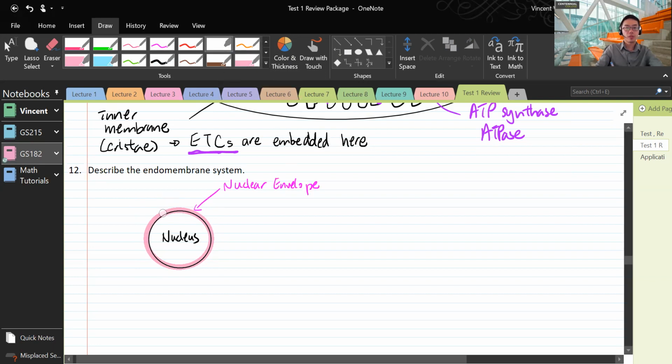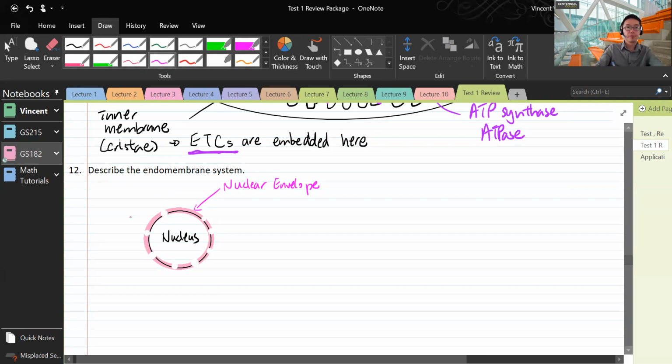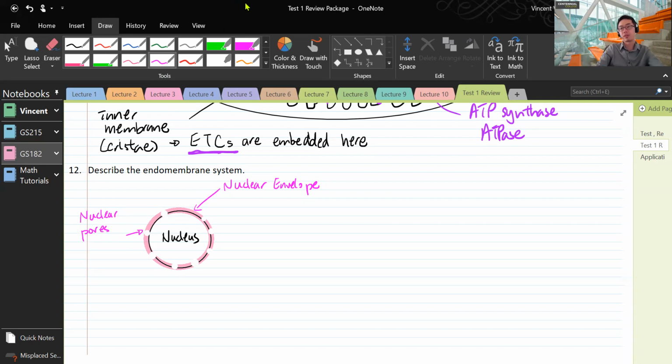And as I mentioned earlier, it is going to have some holes on it. Probably not as big as this, but there they are. These are the nuclear pores. It allows the control of what goes in and what comes out of the nucleus. Things that like to come out would be, for example, the ribosomes that are being made, or the mRNA that is being made.